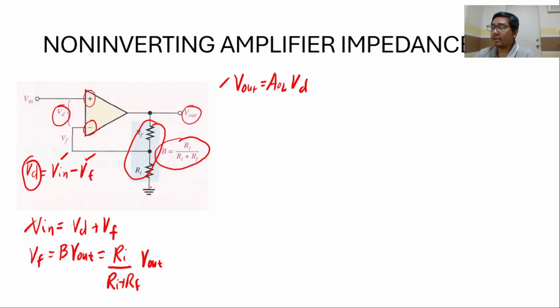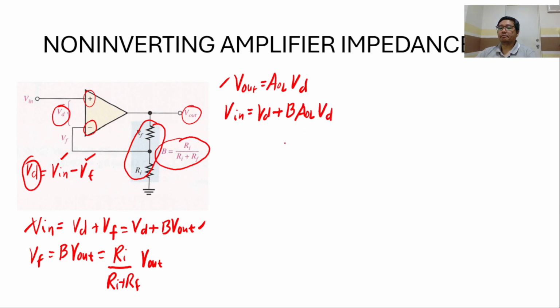Replacing V out in our equation here, let me write down first V sub D plus, replacing Vf by B V out. So we have Vin equals V sub D plus B, and instead of writing V out, we're going to write AOL times V sub D. Factoring out V sub D, we have (1 plus B AOL) times V sub D.